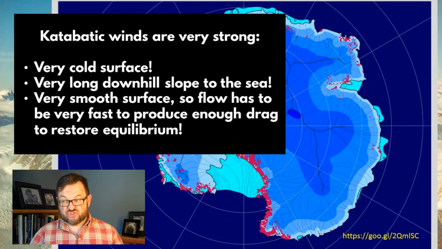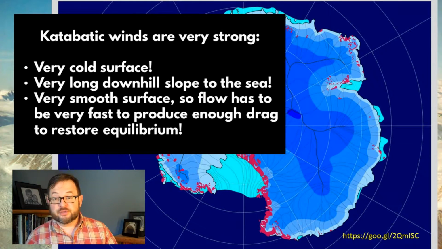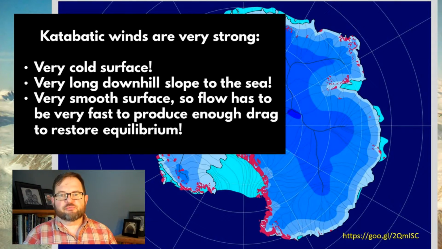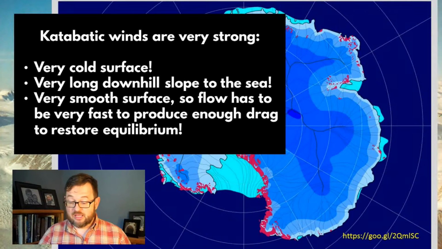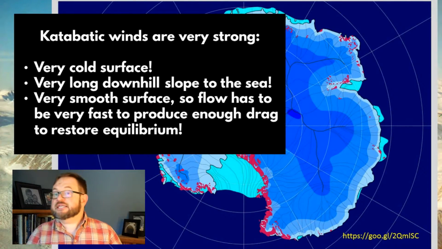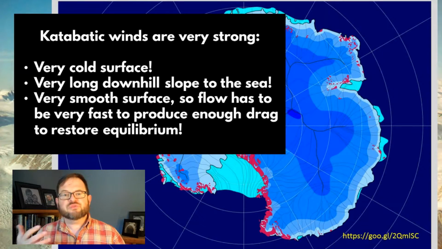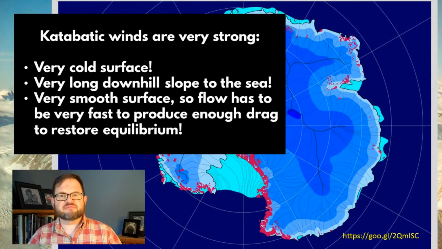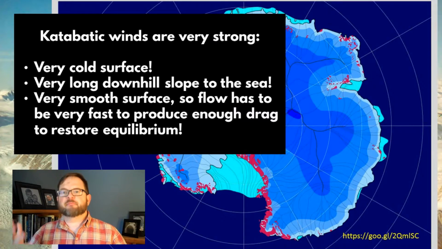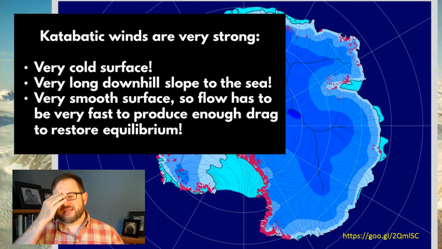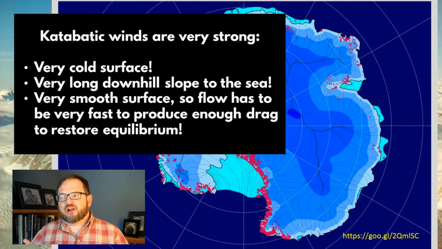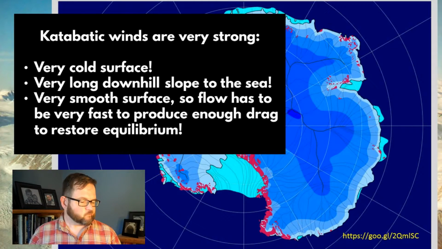For one thing, the surface is incredibly cold. It's at the South Pole. Six months out of the year, there's no sunlight at all to warm it up. Even when the sun is up, the sun angles are very low. We don't get very much heating. The surface of the ice itself is very cold compared to the air masses that move over it from, like, the Southern Ocean, where the air won't be all that cold.